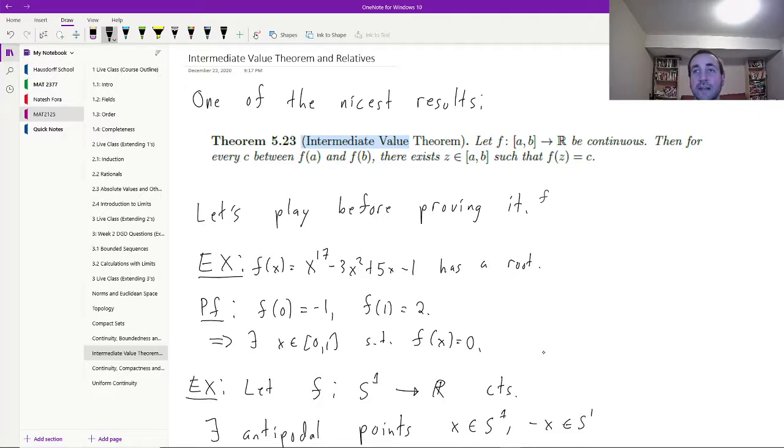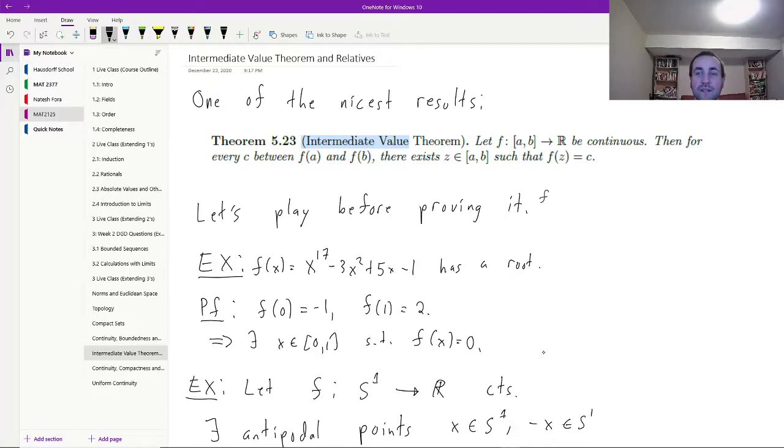Let's say f of x is equal to x to the 17 minus 3x squared plus 5x minus 1. So that's some big polynomial. I didn't cook it up beforehand, so I have no idea what the actual root is, that is any value of x so that f of x is equal to 0. But it's pretty easy to check that there exists such a value x using this theorem.